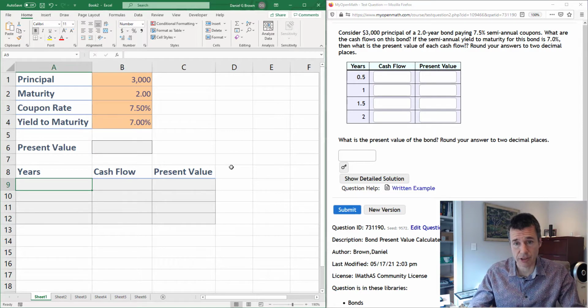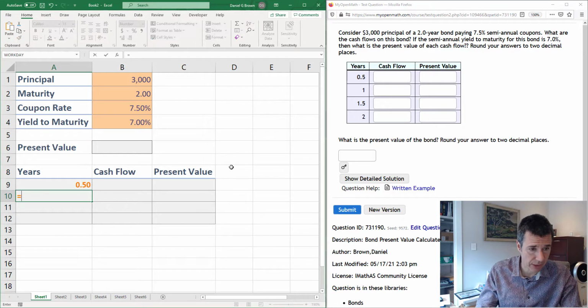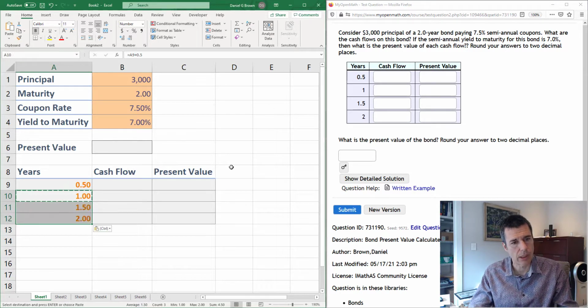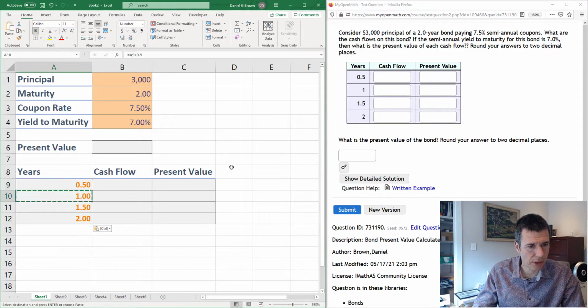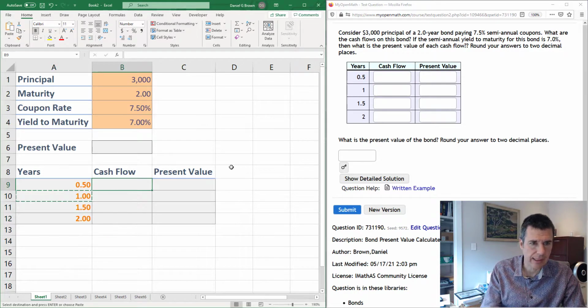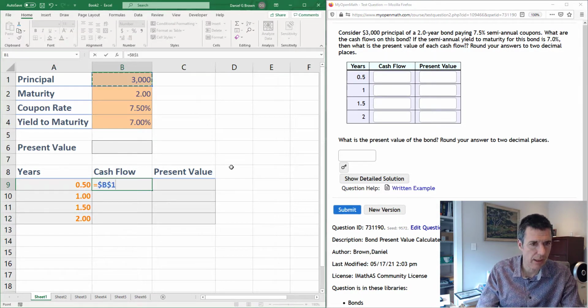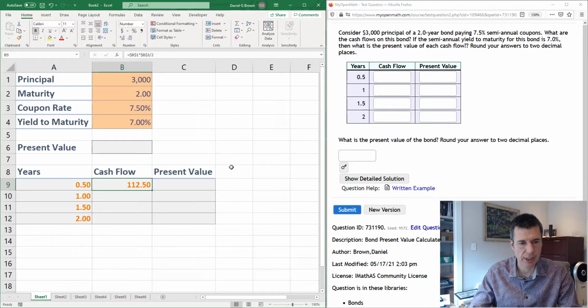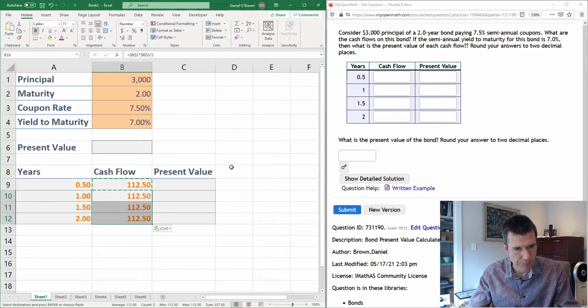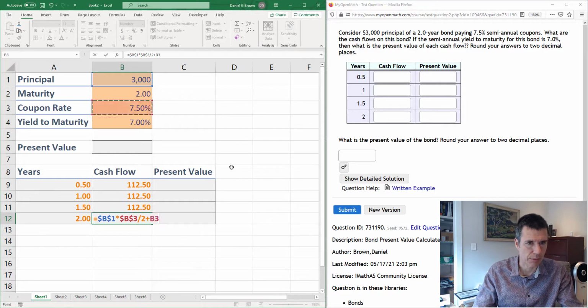So first we're going to start by just laying out our years. So this is 0.5, plus 0.5. So we have cash flows in 6 months, 1 year, 1.5 years, and 2 years. The cash flow is the principal of the bond, lock that reference, times the coupon rate, lock that reference, divided by 2. So those are our periodic cash flows, $112.50. And the last one is going to be different because we receive the principal back. And I'm just going to edit that one and add back in the principal.